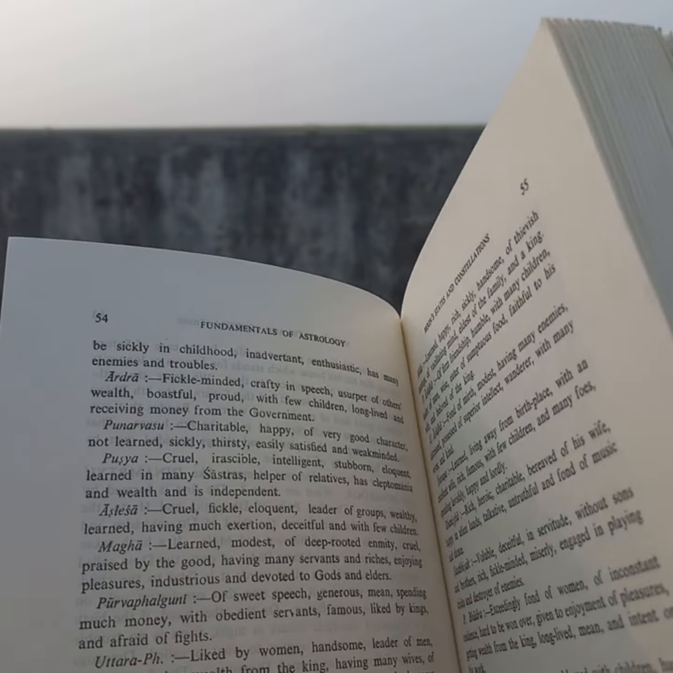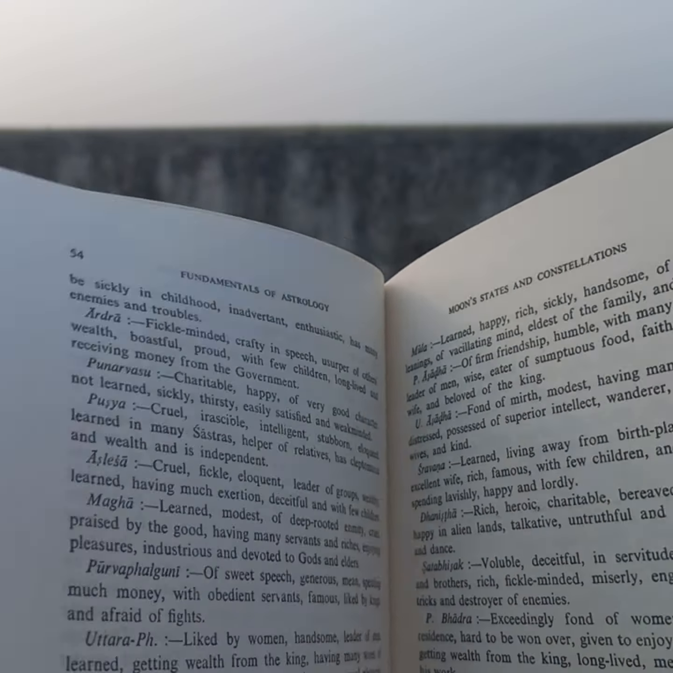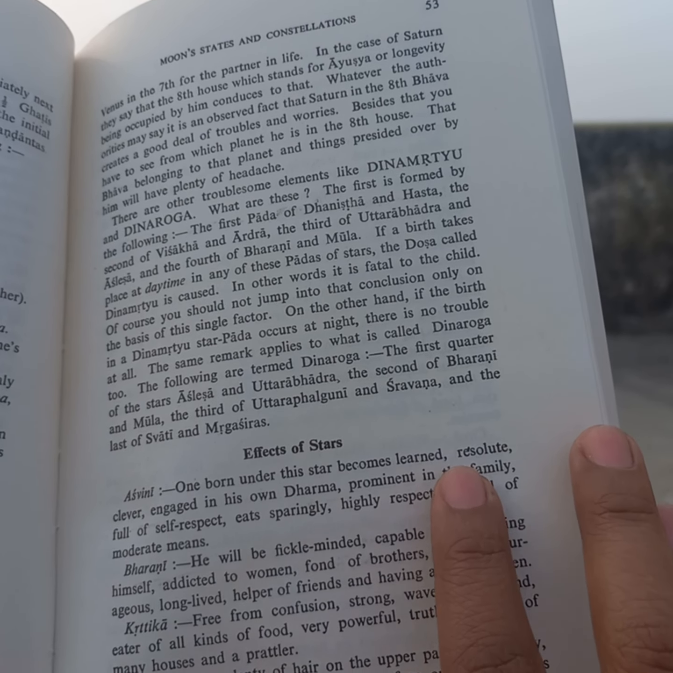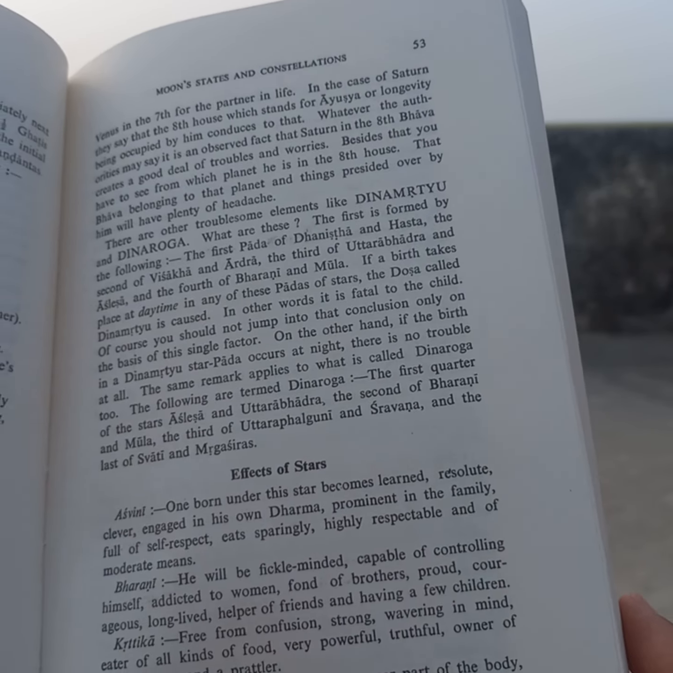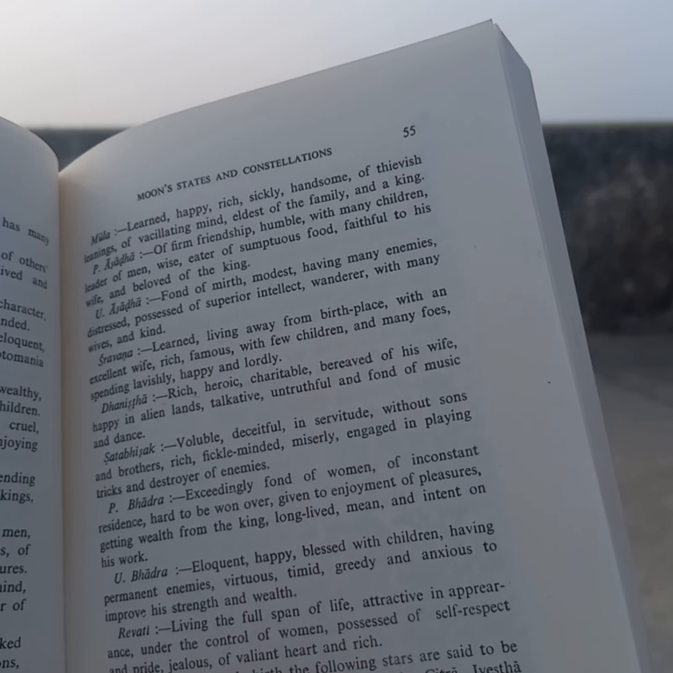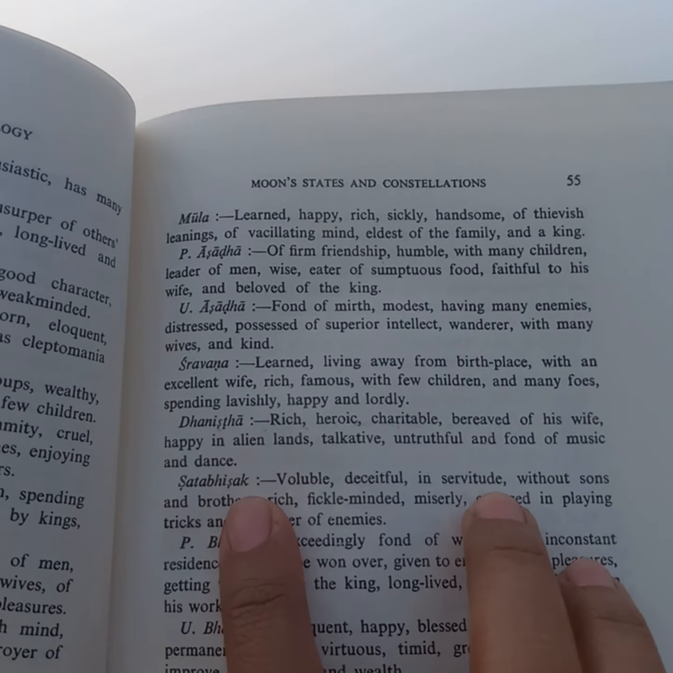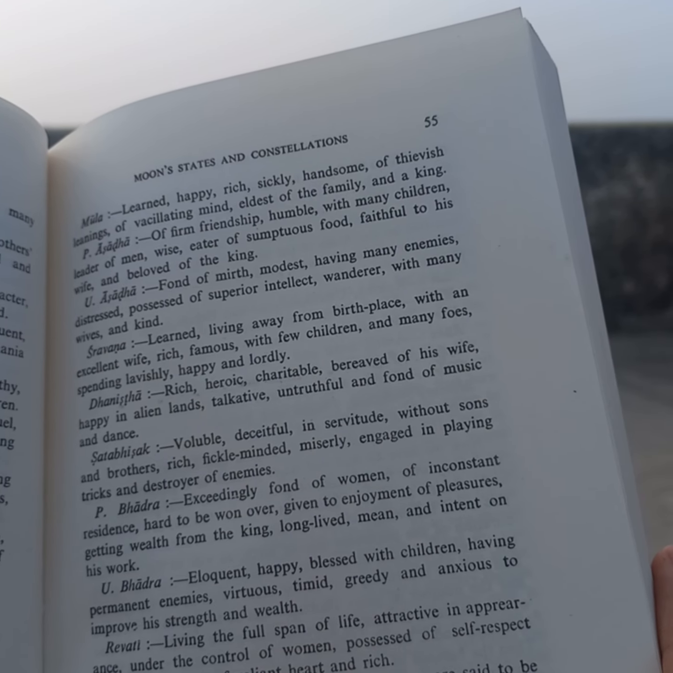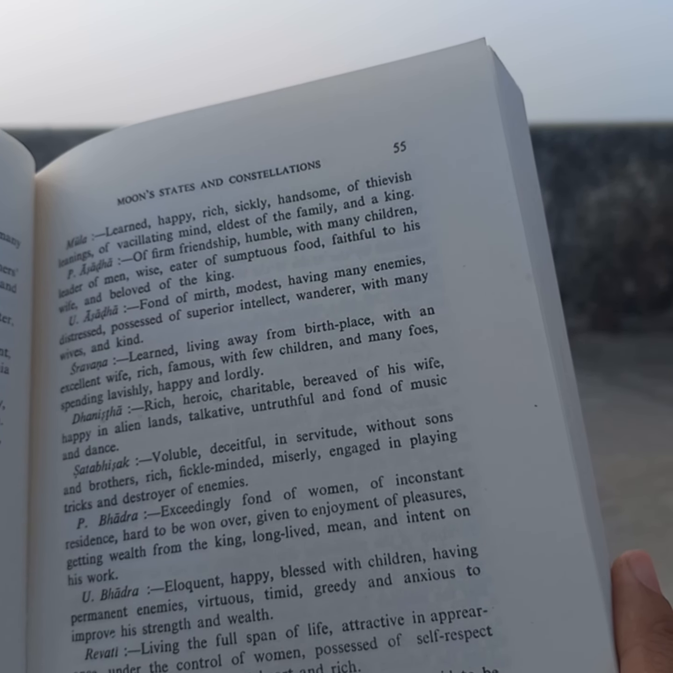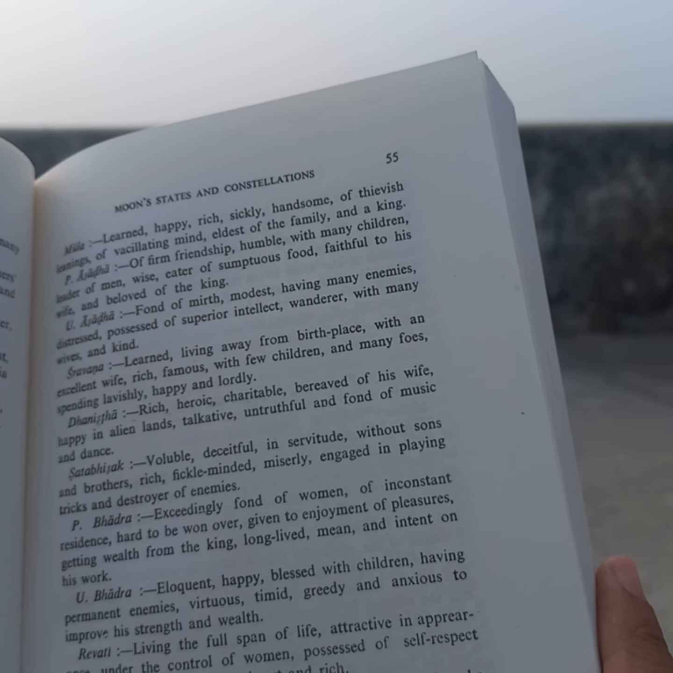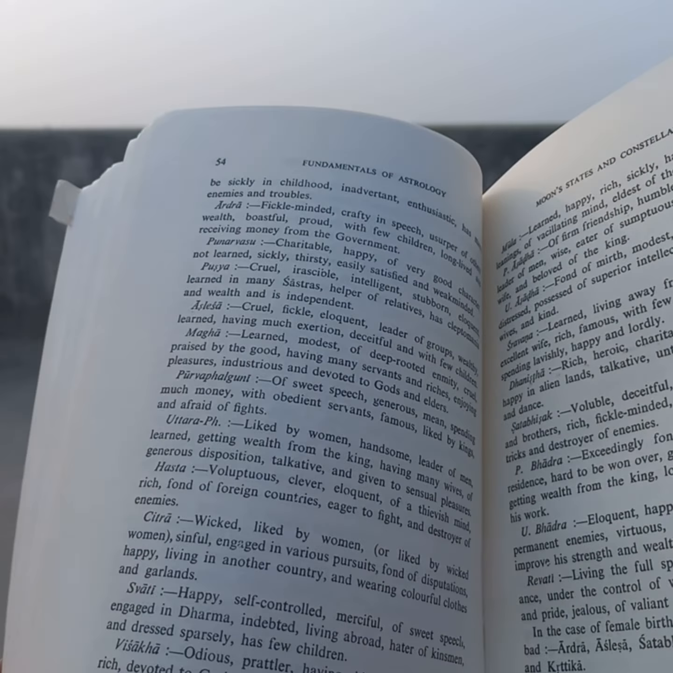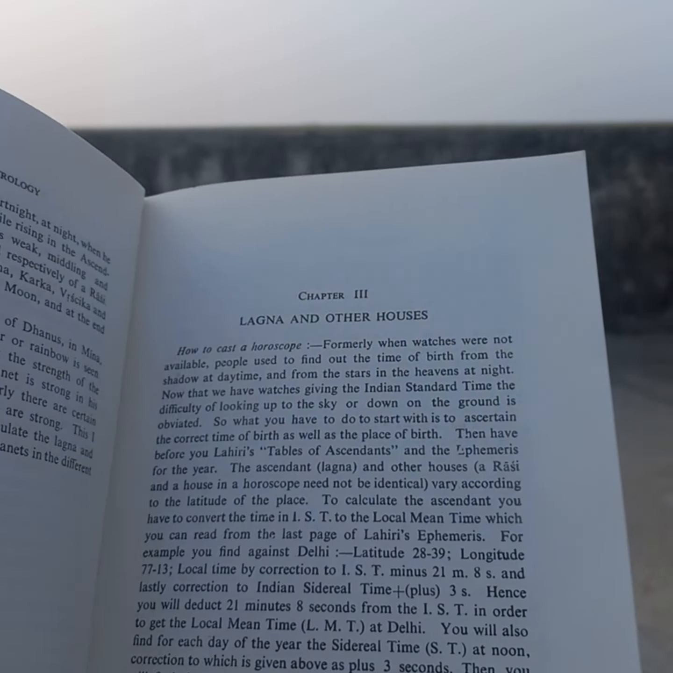Okay, so this is about nakshatras. Effects of stars like Ashwini. One born under this star becomes learned, resolute, clever, engaged in his own dharma. Let's take another, for example, Shadbhishak. Voluble, deceitful, in servitude, without sons and brothers, rich, fickle-minded, misery, engaged in playing tricks and destroyer of enemies. So this is a little about constellations, which are called nakshatra in Hindi.